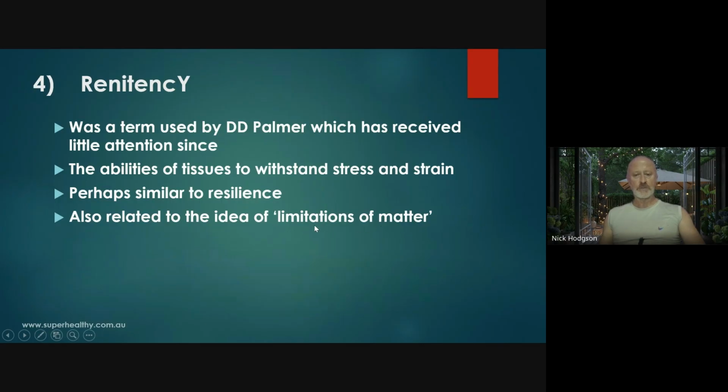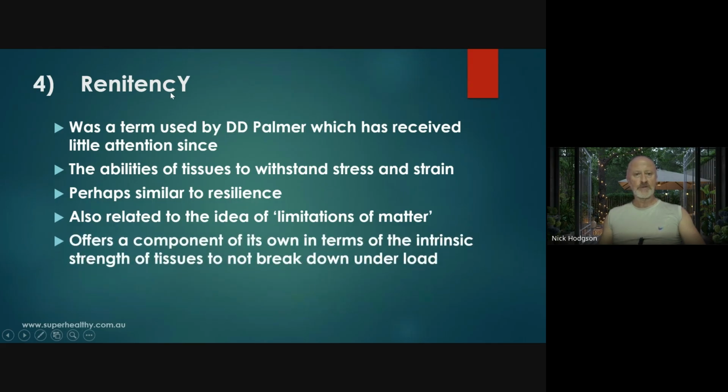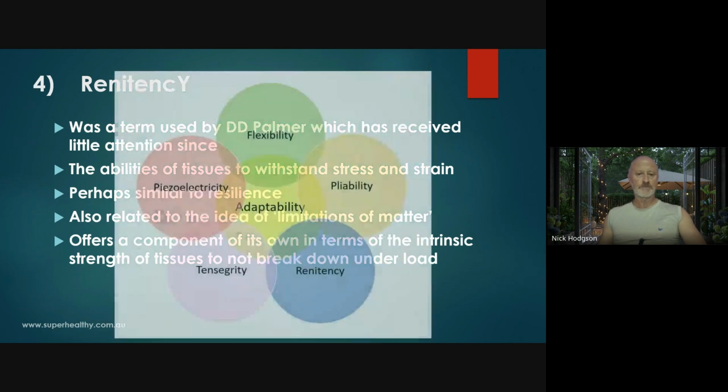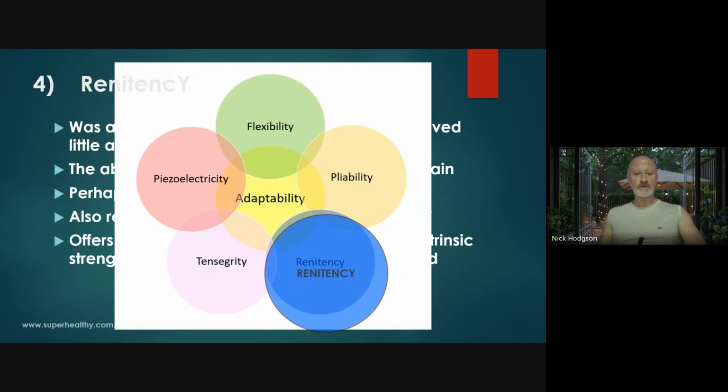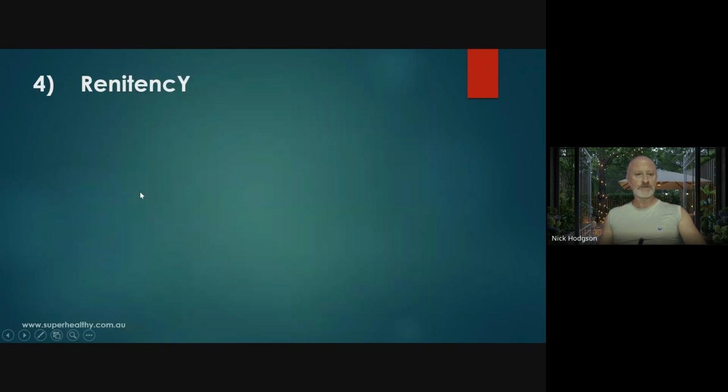So things can be under stress and strain, but there's going to be a breaking point. That breaking point depends upon the renitency, depends on the capacity. So again, it's a separate component in terms of the intrinsic strength of tissues to not break down under load, whether that's single load, repetitive loads, or sustained loads. So renitency, a separate, interconnected concept that's vital for healthy function.